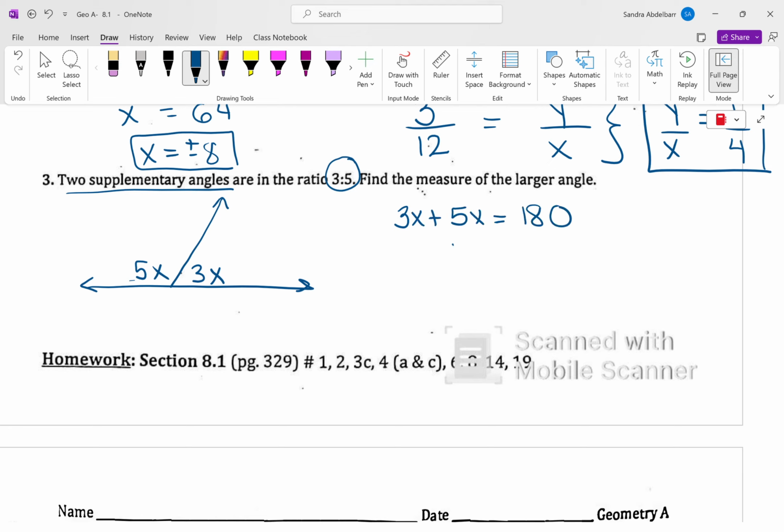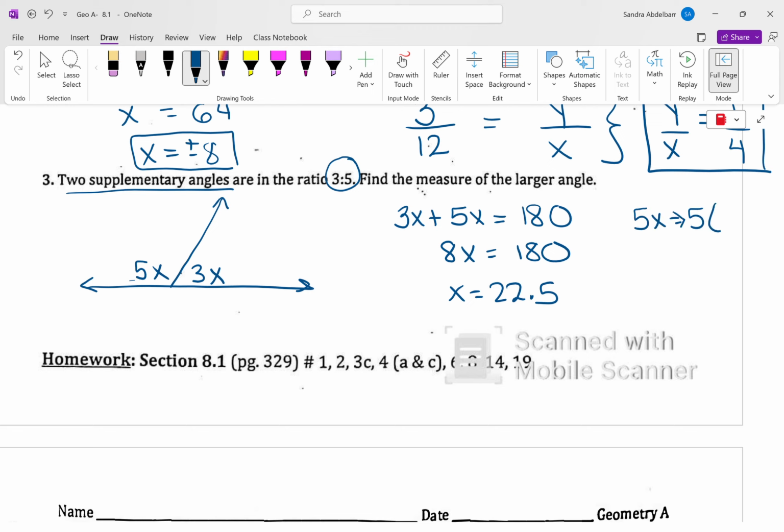I need to solve for x. So what should our equation be? 3x plus 5x equals 180. So we have 8x is equal to 180, and it's absolutely okay that you get a decimal. That's not a problem. So when you do 180 divided by 8, you get x is equal to 22.5.